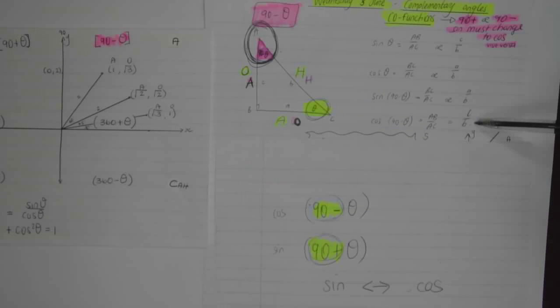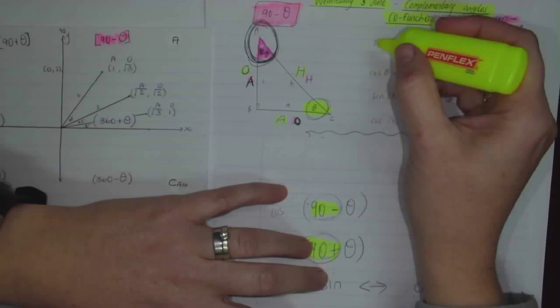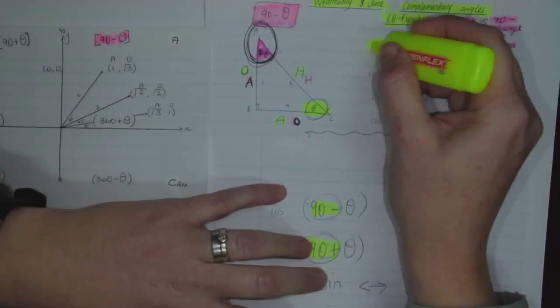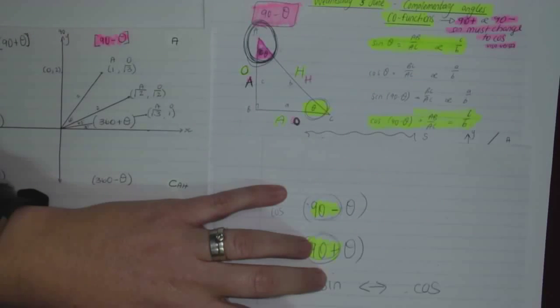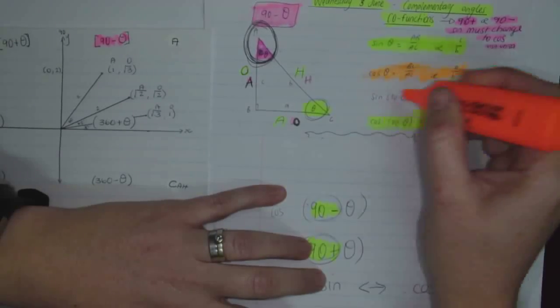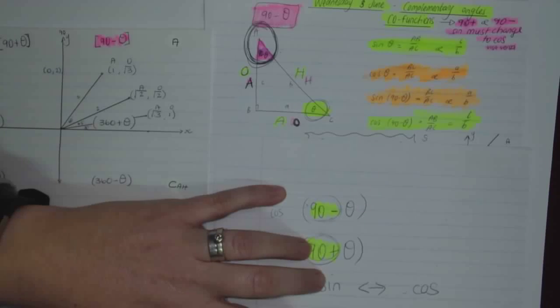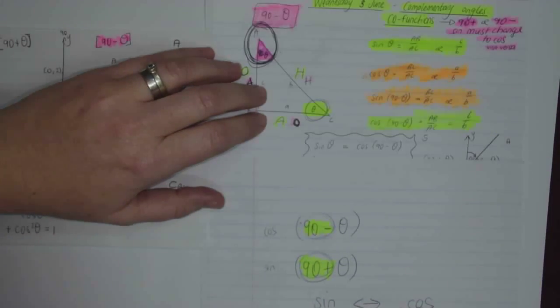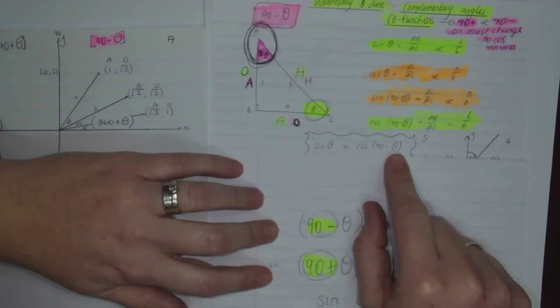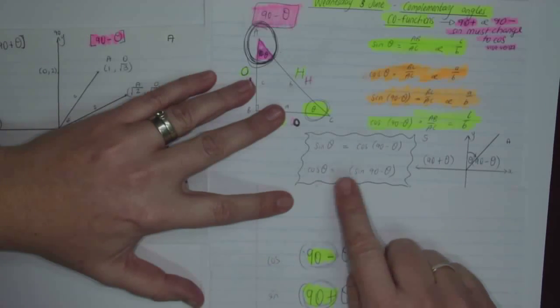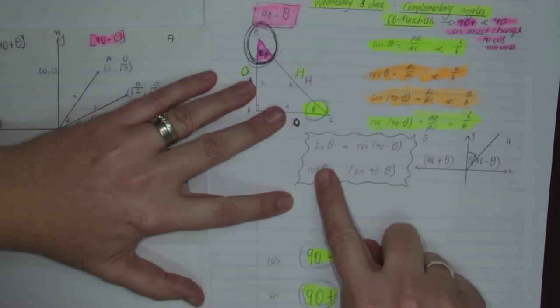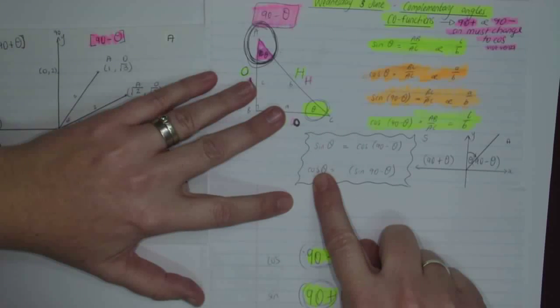Why did I do that? I wanted to show you that the answer I got for sine theta is exactly the answer I got for cos of 90 minus theta. The answer I got for cos theta is exactly the answer I got for sine of 90 minus theta. So what deduction can I make? If they gave me cos of 90 minus theta, I can write it as sine theta. If they gave me sine of 90 minus theta, I can write it as cos theta.